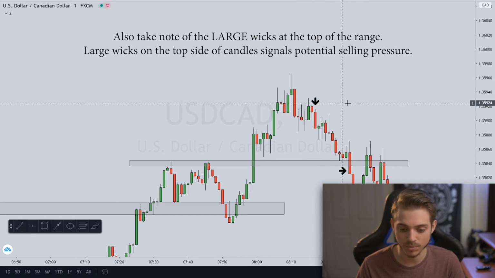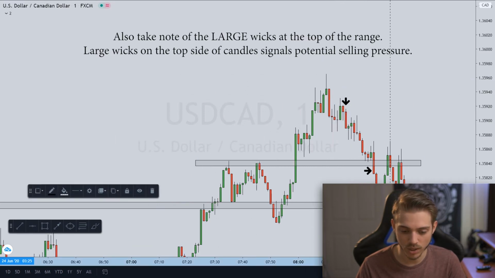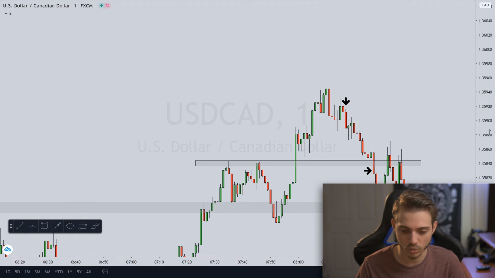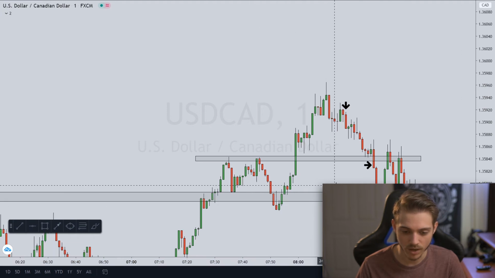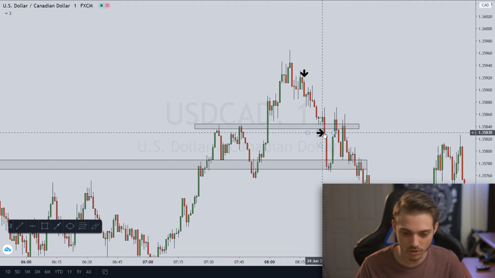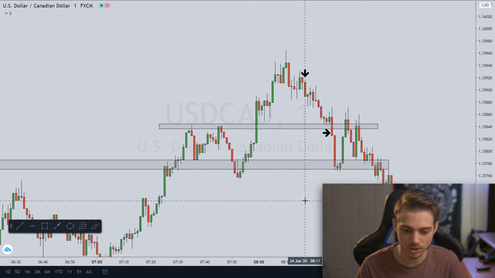So we actually ended up taking a sell, and we were trying to hit this level down here, this original one that price broke and retested, which we got pretty close with this trade. You know, we were one candle away from hitting it, so that was pretty nice.